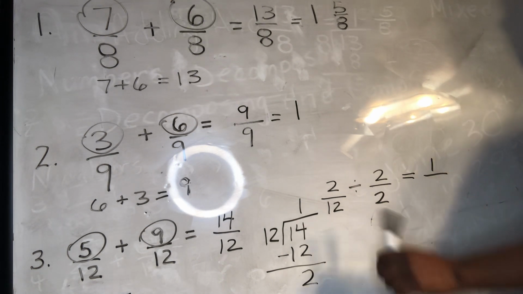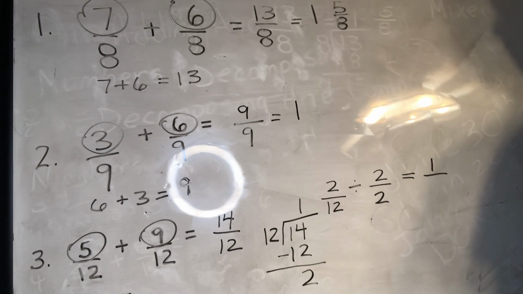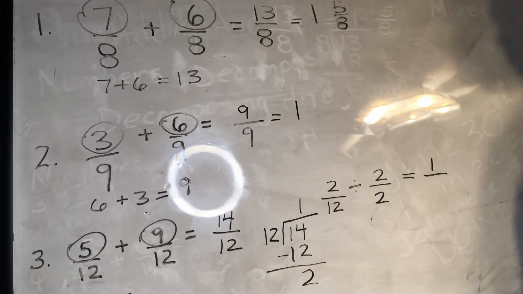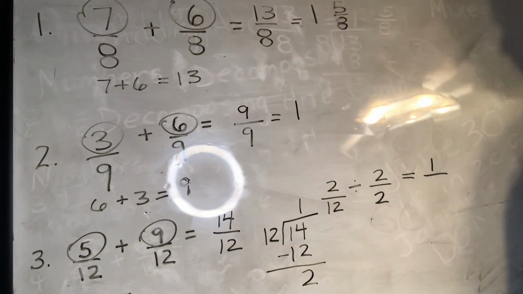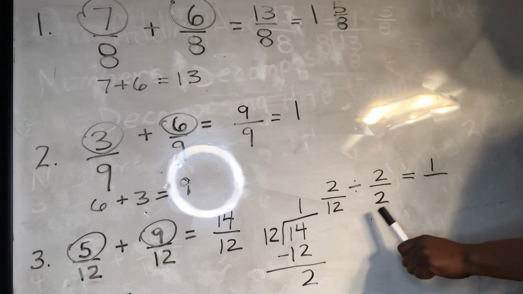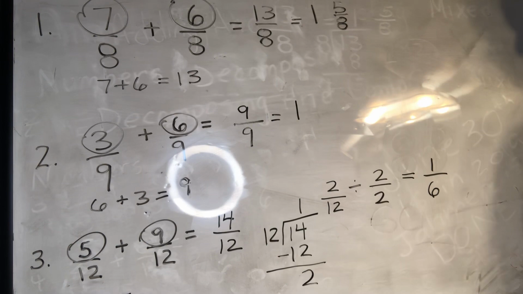And our bottom number, we already know that multiplication is the opposite of division. We know that 2 times what will give us 12? 2 times what gives us 12, Jamia? 2 times 6. There we go. 2 times 6 gives us 12. So that means 12 divided by 2 will leave us with 6.